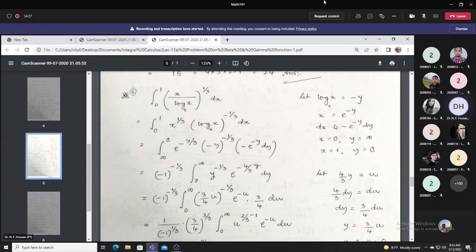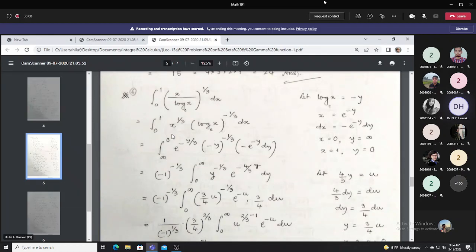Now adjust the limits. When x equal to 0, y should be infinity. Why? E to the power minus y means 1 by e to the power y. So it will be 0 if in the denominator we get infinity. So that's why y must be infinity, because 1 over infinity is 0, and e to the power infinity is infinity. So when x equal to 0, y should be infinity. And when x equal to 1, y should be 0, because you know that e to the power 0 equals 1. Okay, so the limit now becomes infinity to 0.